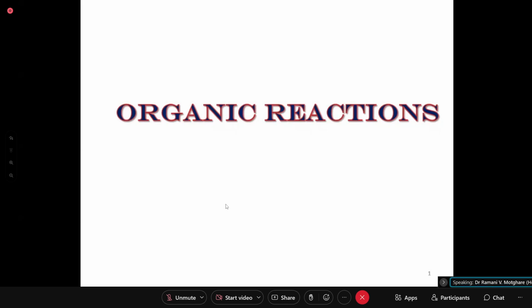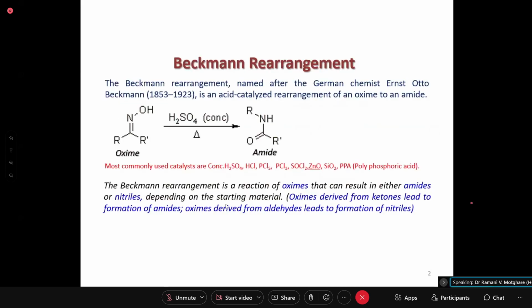So the first one is the Beckmann rearrangement. The Beckmann rearrangement is named after the German chemist Arno Otto Beckmann, and it is an acid catalyzed rearrangement of an oxime into an amide. So this is an oxime, and you get an amide on treatment with sulfuric acid under heat conditions.